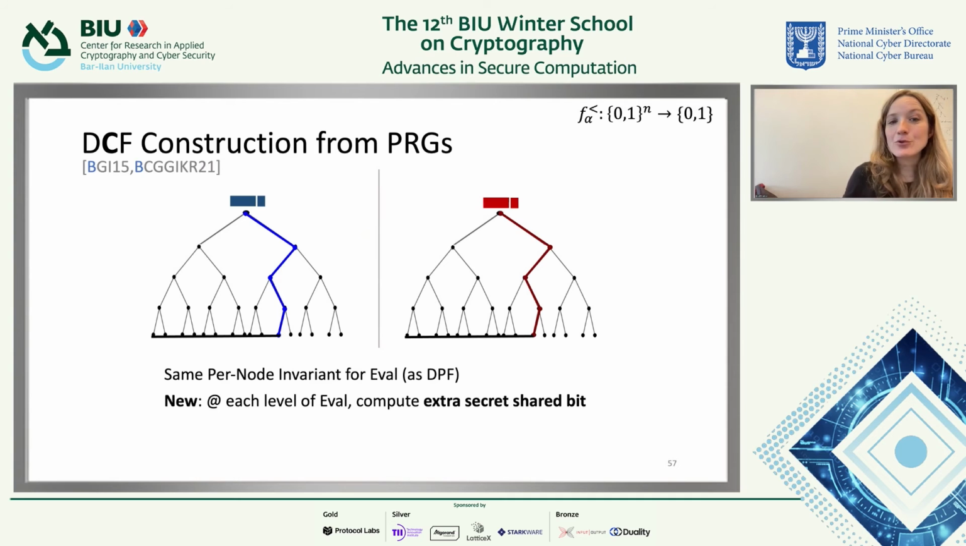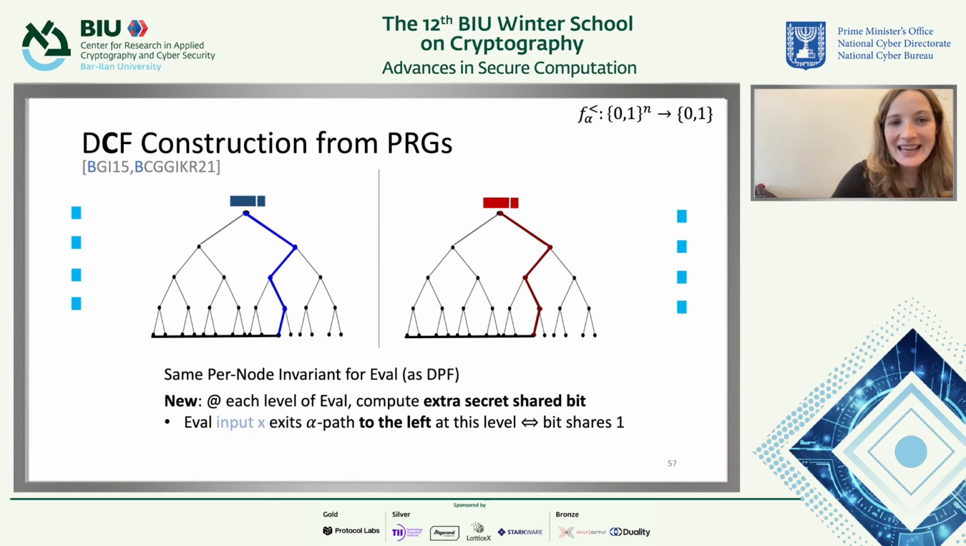What's new is that at each level of eval, I'm going to compute on the side an extra secret-shared bit. I'm going to denote this by these blue boxes over here. And the goal is that whenever I'm evaluating my key on some input x, where x is this periwinkle color here, some potential input you could be evaluating on, as we evaluate from level to level, I'm also going to generate the bits of these secret-shared things.